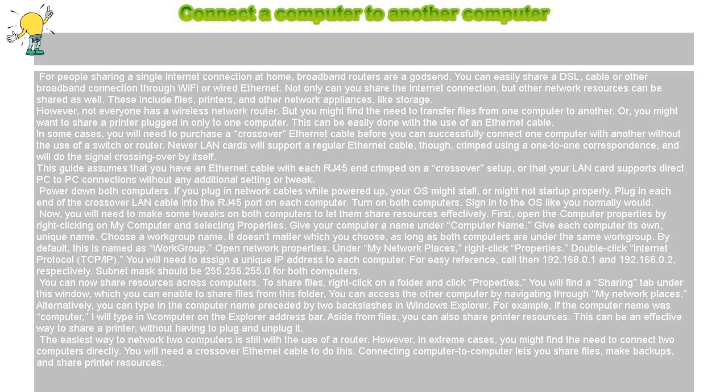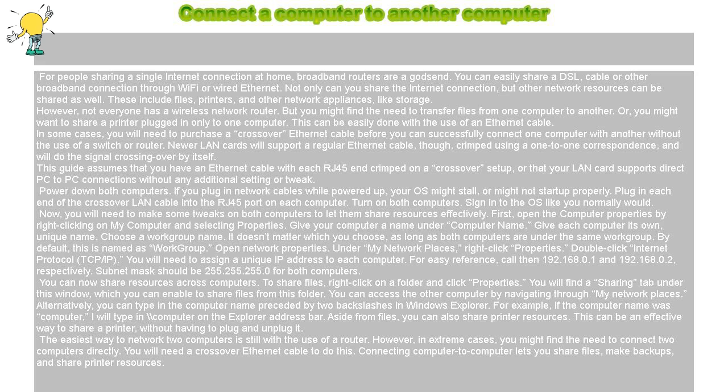Now, you will need to make some tweaks on both computers to let them share resources effectively. First, open the computer properties by right-clicking on My Computer and selecting Properties. Give your computer a name under Computer Name. Give each computer its own, unique name. Choose a workgroup name. It doesn't matter which you choose, as long as both computers are under the same workgroup. By default, this is named as Workgroup.